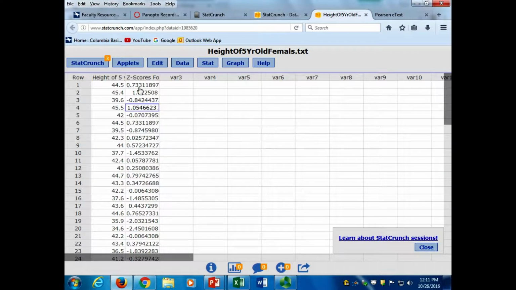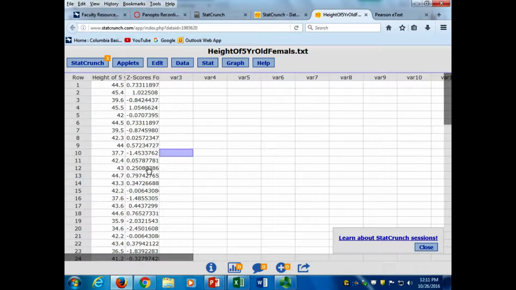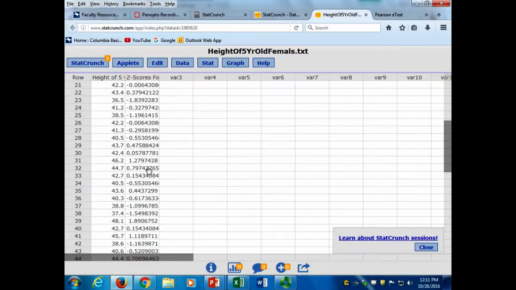So this girl right here was 44.5 inches tall. So she was 0.73 standard deviations above average, right? This girl right here was 39.6 inches tall. So she was almost 1 standard deviation below average. You see what I mean? Okay, so these are all their Z-scores. It's just the height minus the mean, over the standard deviation. And you can see some of the Z-scores are negative, some of them are positive. That's because some of them are above average, some are below.